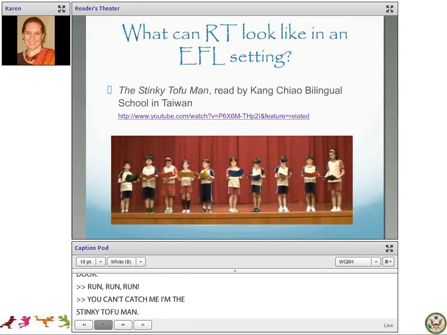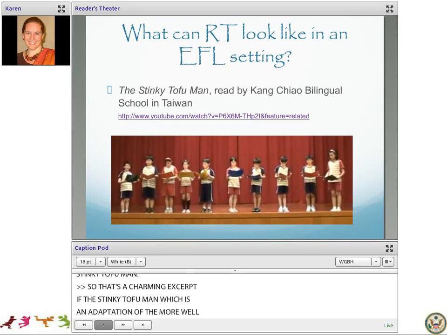So that's a charming excerpt from The Stinky Tofu Man, which is an adaptation of the more well-known children's story, The Gingerbread Man. I think what I want to point out first is just the commonality that this had with the first clip you saw, the professional Readers Theater group.